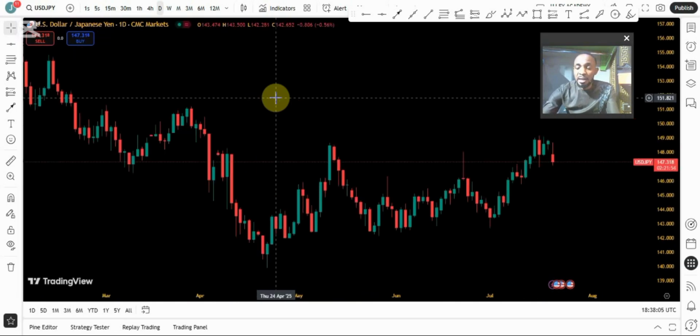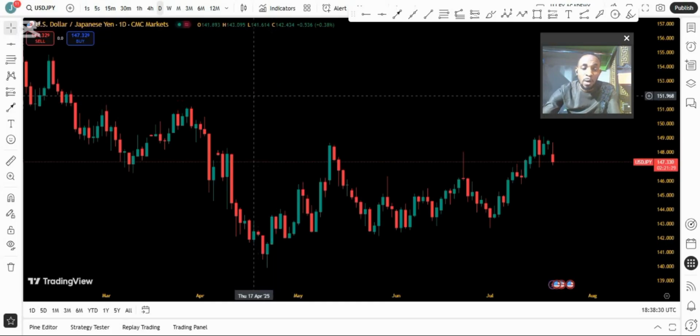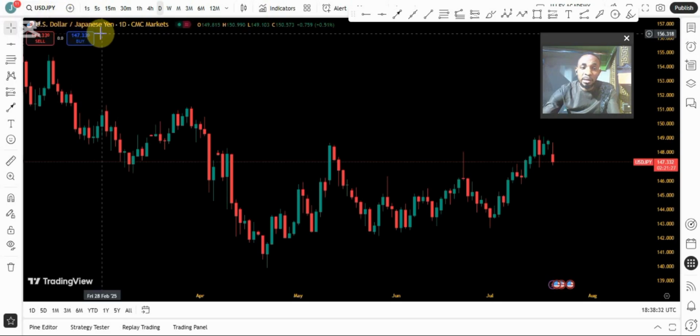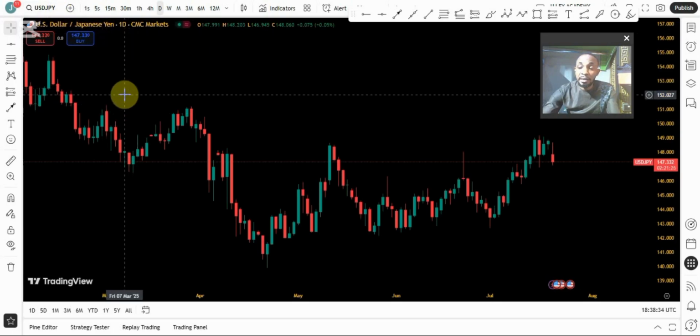As promised earlier, I'm going to keep this tutorial as simple as possible so that it won't confuse you as a beginner trader. For you to begin analyzing your chart and predicting what will go on in the market, there are 3 things you need to know. Let's say I want to predict USD JPY, which is the chart I'm currently on right here. There are 3 things I need to know.